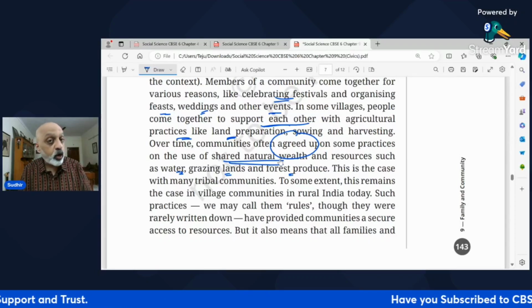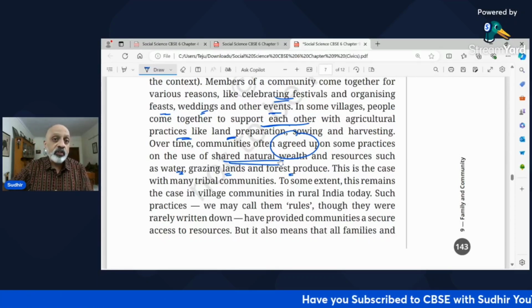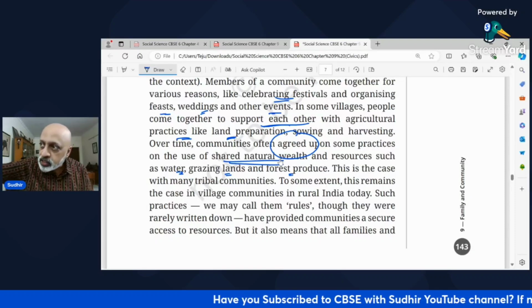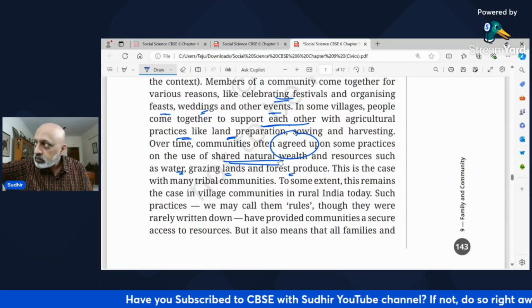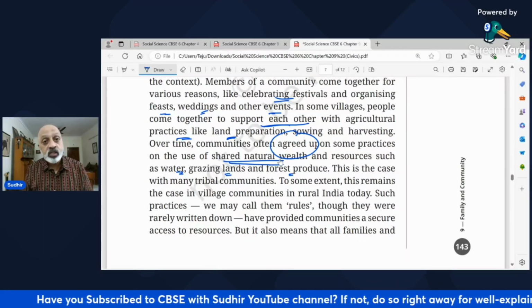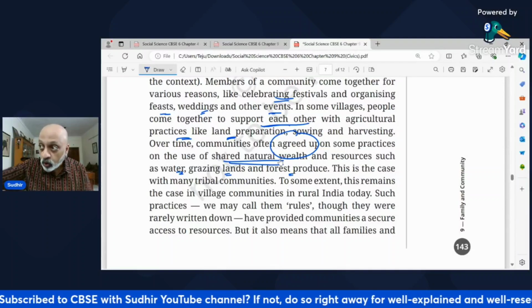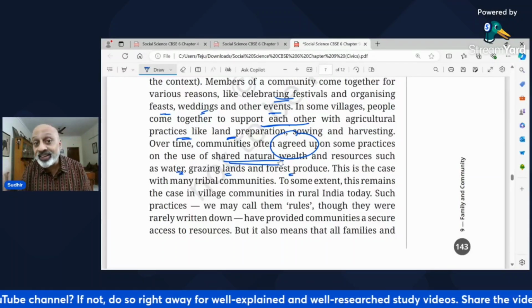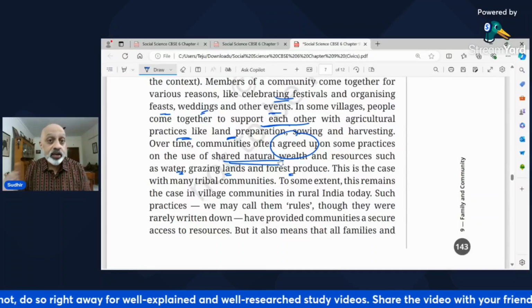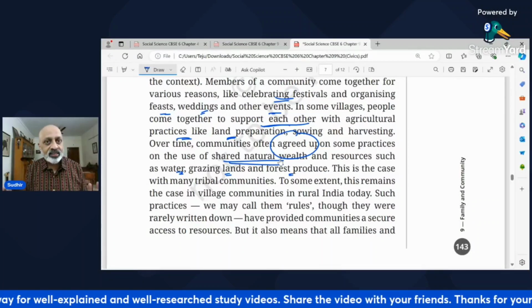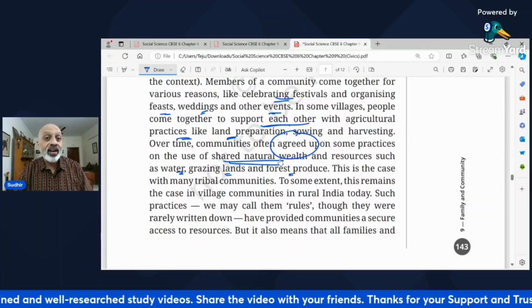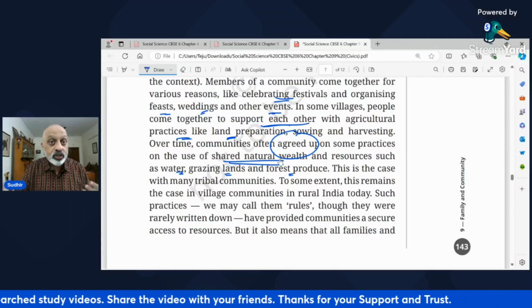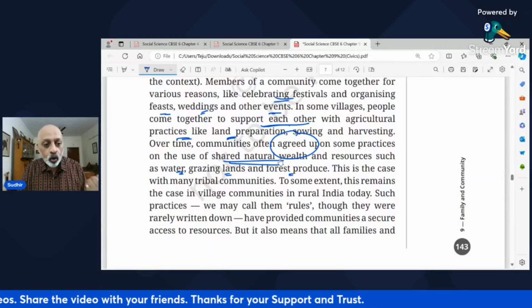Such practices, we may call them rules, like the panchayat in a village may frame such rules that the water of this well is permitted to be used by the entire village. That is, water from this well can be used for drinking purposes by the entire village without any discrimination. So the panchayat decides that on behalf of the entire village community. So this is like they have made a rule.